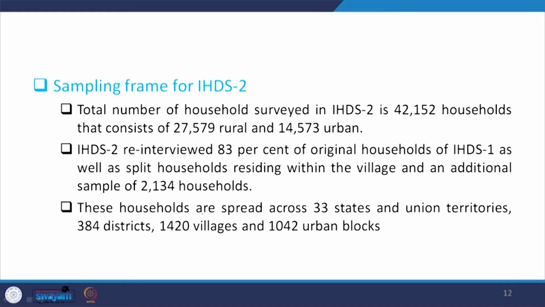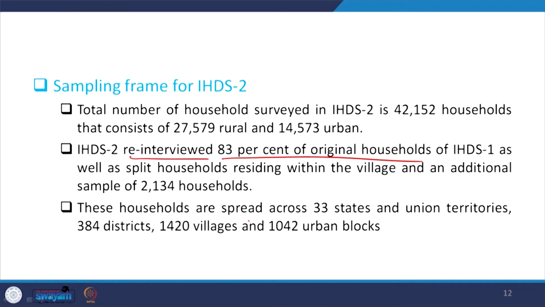So, so far as the sampling frame of IHDS 2 is concerned, in the previous page I discussed IHDS 1, now we are discussing IHDS 2. In IHDS 2, the total number of households surveyed was 42,152, consisting of 27,579 rural and 14,573 urban. Now the re-interviewed aspects are discussed. In the previous slide I said for rural some re-interviews are there from the HDPI, but now we are saying how many in total, not just rural and urban, were actually re-interviewed, that is 83%. 83% of the original households are re-interviewed in IHDS 2.